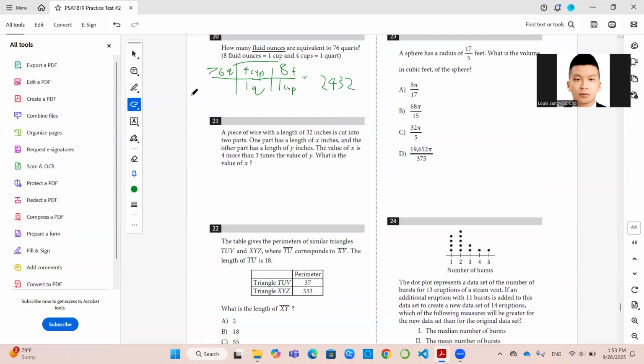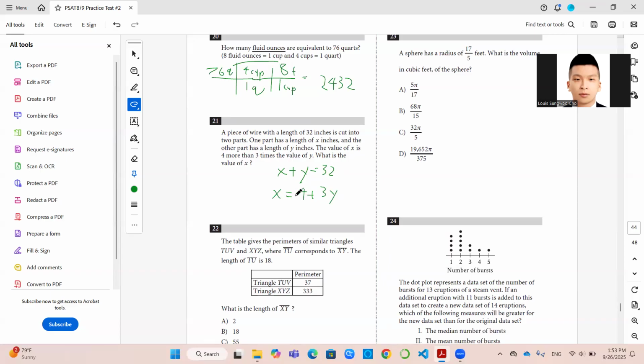A piece of a wire with a length of 32 inches is cut into 2 parts. One part has a length of x inches, and the other part has a length of y inches. Okay, so very straight up equation here. The value of x is 4 more than 3 times the value of y. What is the value of x?